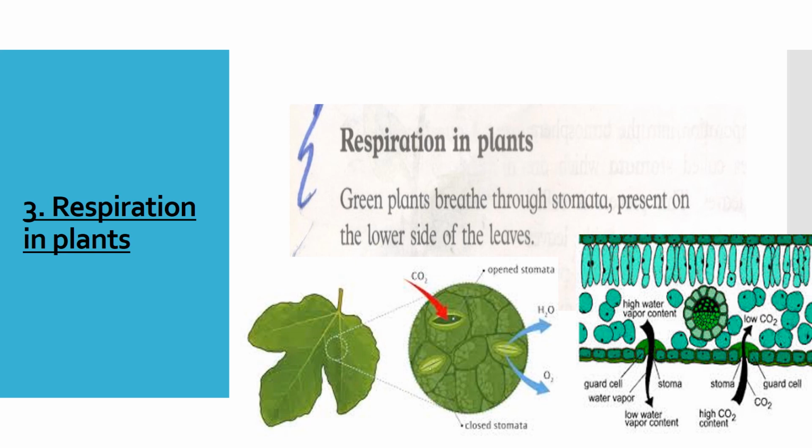You can observe in the diagram. Stomata are the small openings on the lower surface. These are bean-shaped structures through which gaseous exchange takes place.